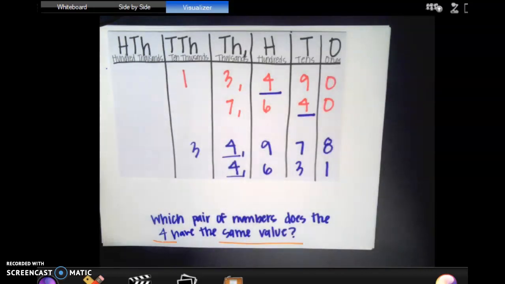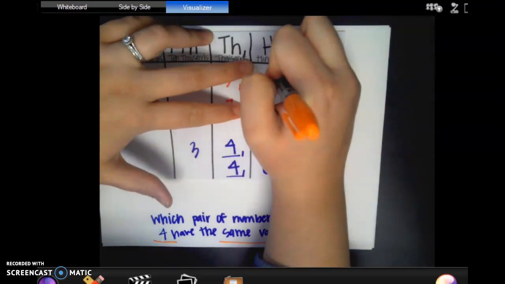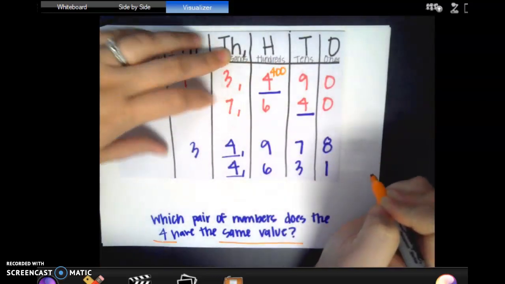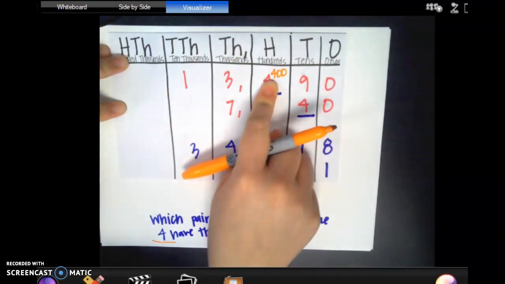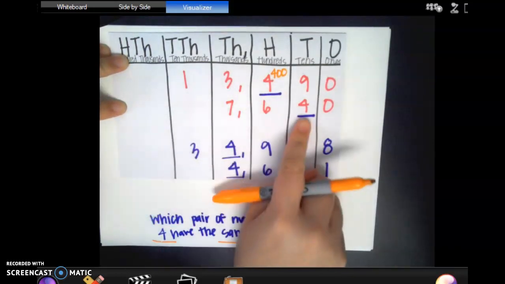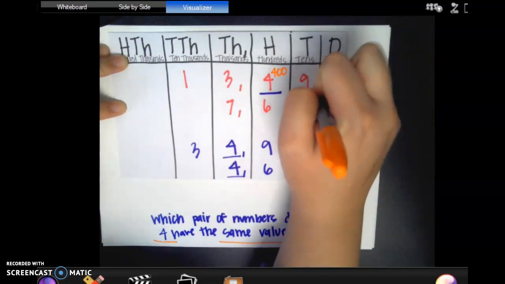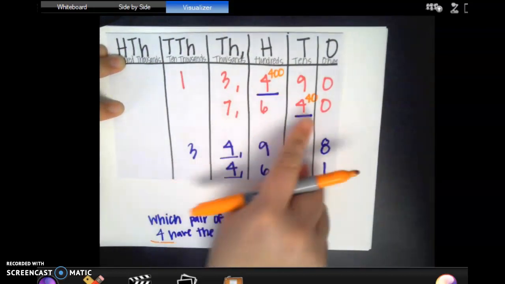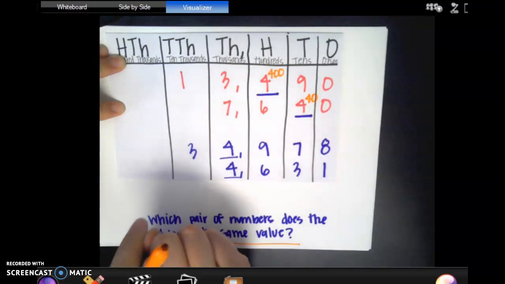The number in the hundreds looks like this, 400. That's what that number looks like if you were to use it with base 10 blocks or put it into expanded form. And this is going to be 40. They are in different place values, so they do not have the same value.